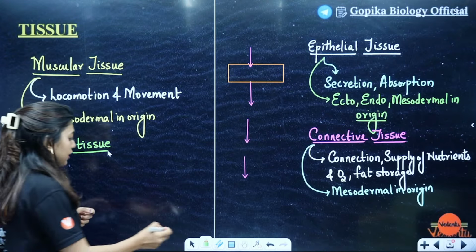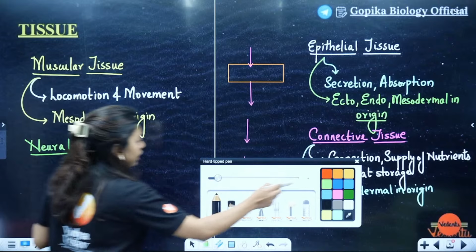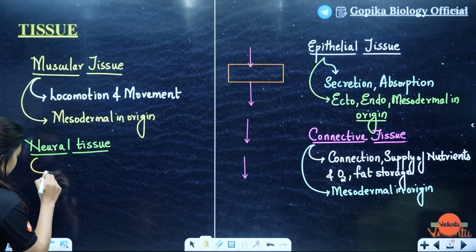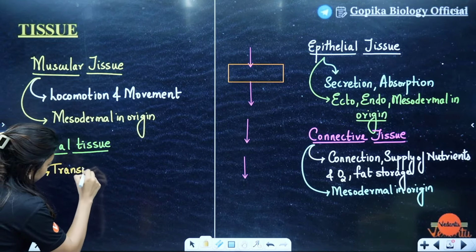No, full chapter I'll not complete, dear. Frog and cockroach will be a separate part by itself. So neural tissue, students, what are they going to be? They're mainly going to help us with transmission.